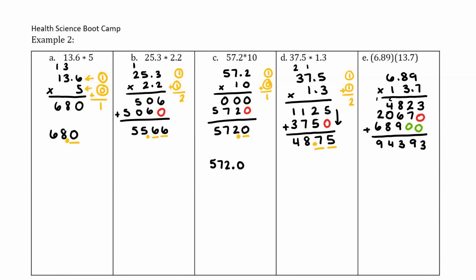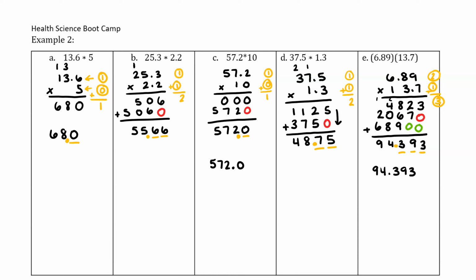So now, how many digits do I need after my decimal place? Well, my first one has 2 digits after the decimal place, and my second factor has 1 digit after the decimal place. So I'll need a total of 3 digits after the decimal. So 1, 2, 3, and then I put my decimal point in. So 94.393.